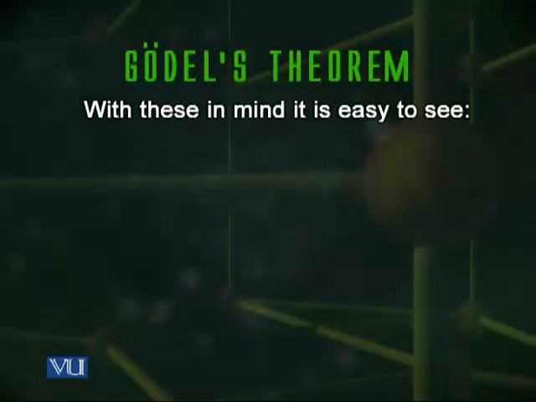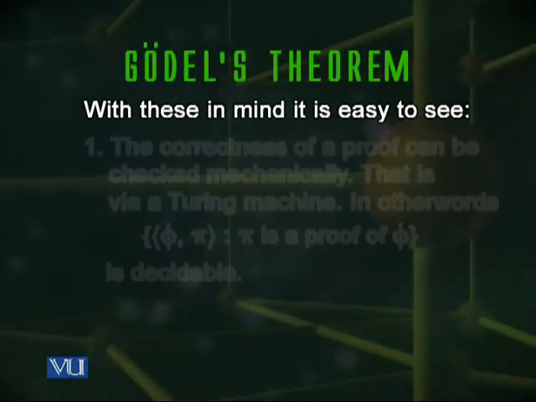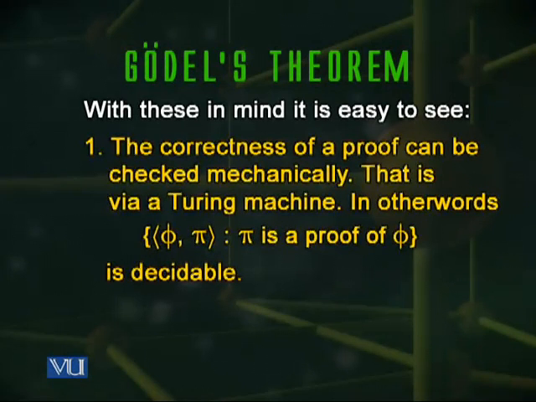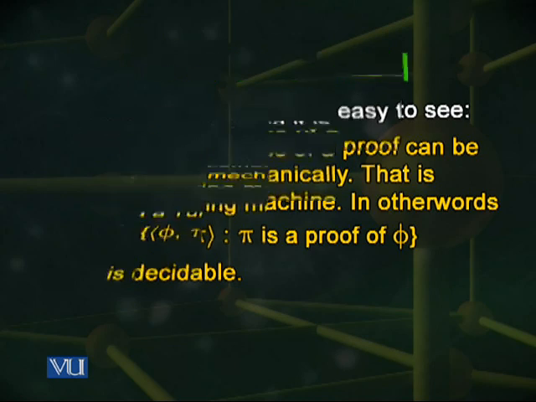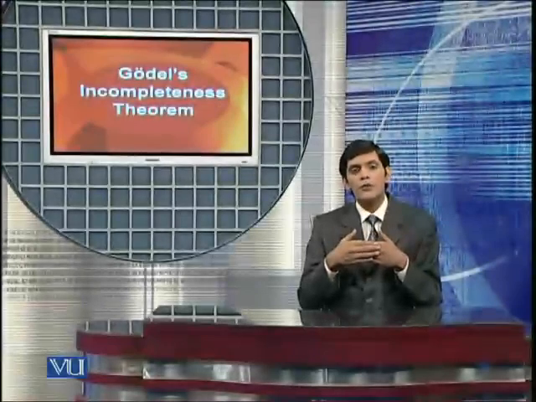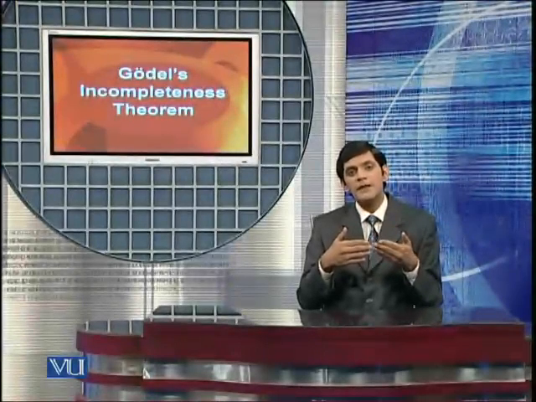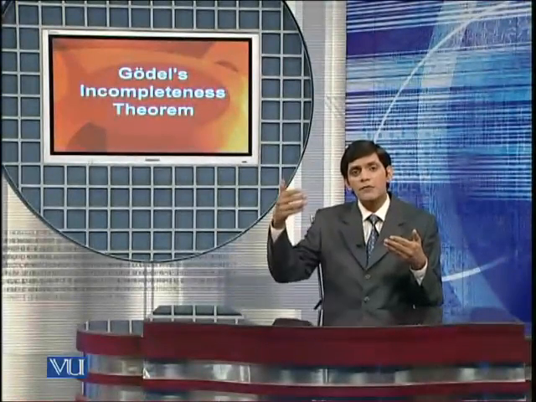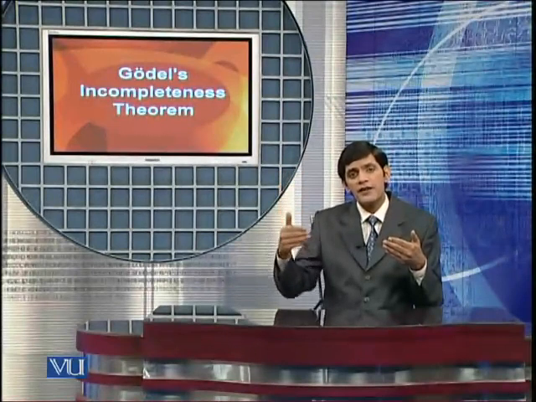With this in mind, we would make two observations. The correctness of a proof can be checked mechanically, that is, via a Turing machine. In other words, the set of all pairs (phi, pi) such that pi is a proof of phi is decidable. What you can do is write a computer program that takes a statement and a proof and verifies if this proof is correct.